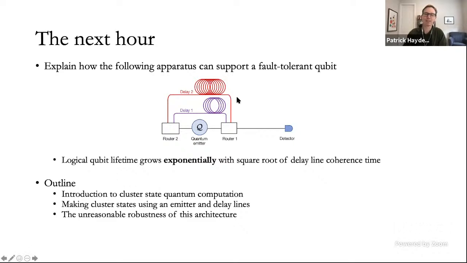And on the face of it, those of you who know anything about fault tolerance, this is going to look like a terrible way to make a fault-tolerant system, because all interactions are mediated by this one qubit. But we'll see that it actually works very well.